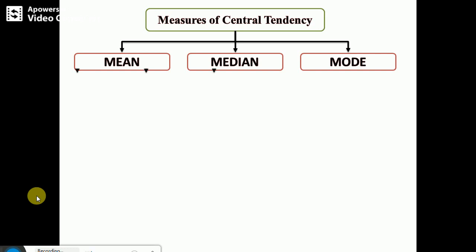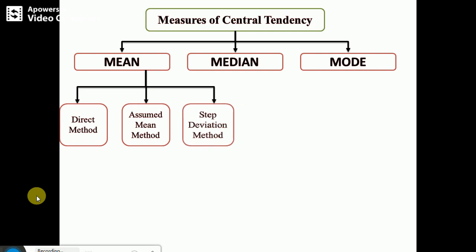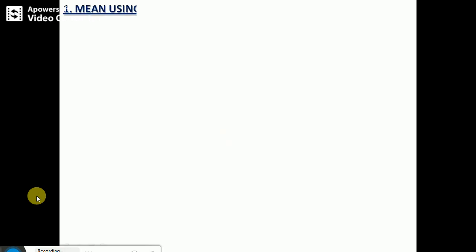To calculate mean, we have three different methods. First is the direct method, second is the assumed mean method, and third is the step deviation method. So don't worry about this. We are going to learn all these methods one by one. First of all, let us start with mean using the direct method.